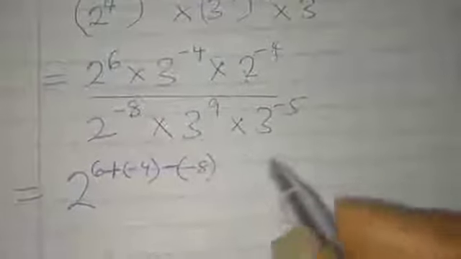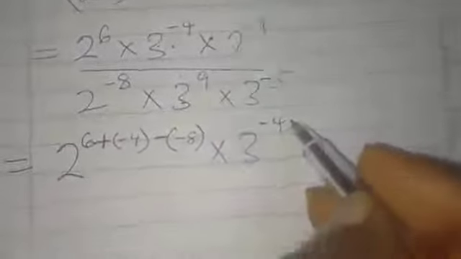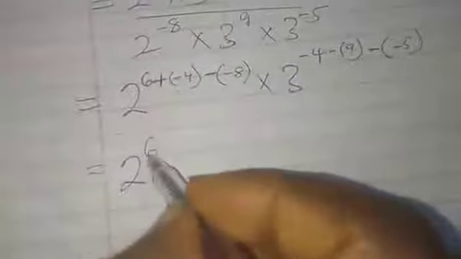Minus 8. Now let's move to 3. Times 3 raised to power minus 4 starts there. We are dividing it by this. Since we are dividing it by this, it will be minus its own power. This is its own power. We are also dividing it by this. It has to be minus its own power. That is this. So this will now become 2 raised to power.